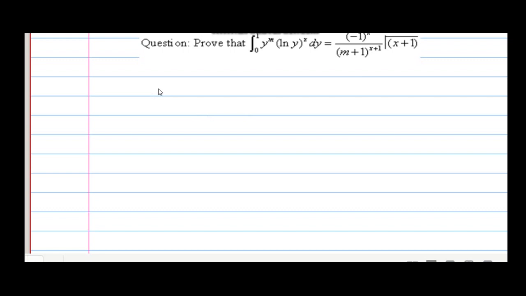In this video we are to prove that the integral from 0 to 1 of y raised to the power of n times ln of y raised to the power of x dy is equal to (-1) raised to the power of x divided by (n+1) raised to the power of (x+1) times gamma of (x+1). So we have to prove this.